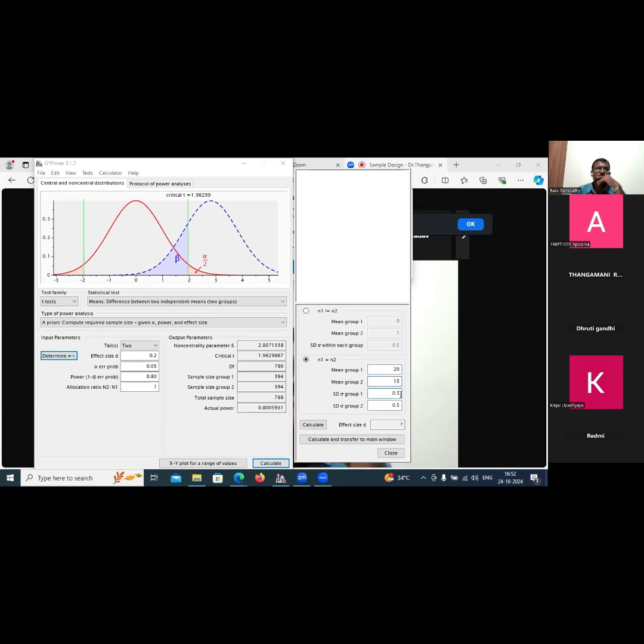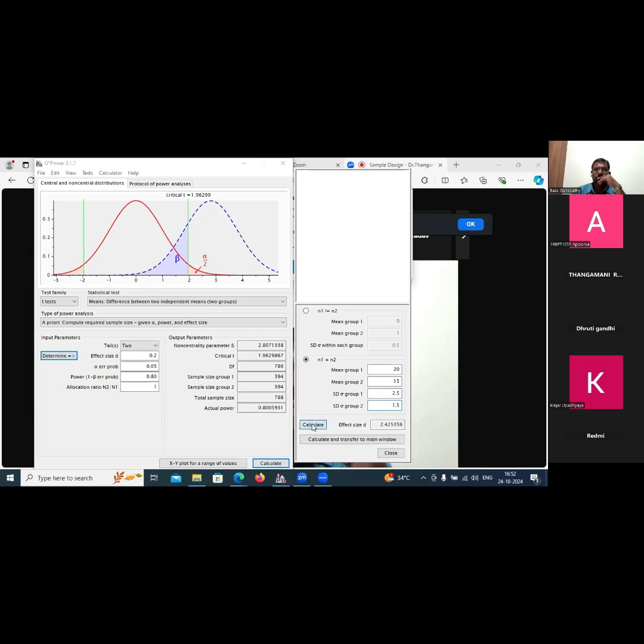When you have the data, you can run this. You can find out the mean and standard deviation of both the groups. So here, for the mean of 20, I keep a standard deviation of 2.5. For the other group, the standard deviation was 1.5. This is the way it has come.